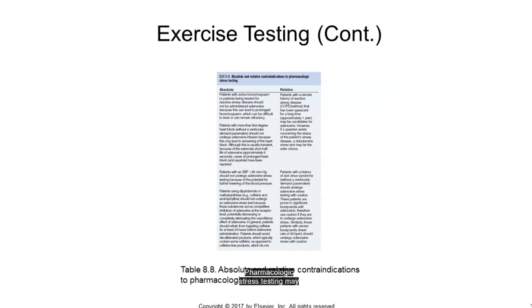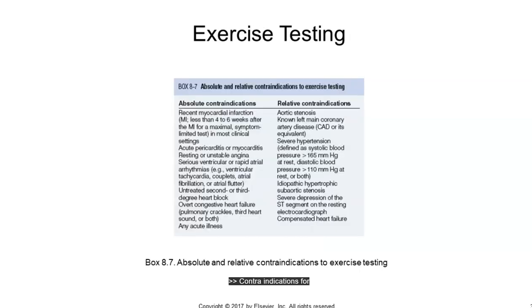Pharmacologic stress testing may be used in patients who cannot perform upright exercise due to disease severity or heart failure, musculoskeletal disability, neuromuscular insult such as a CVA, or an individual unable to obtain a targeted heart rate due to beta blocker or negative chronotropic agents. Absolute contraindications to pharmacological stress testing with adenosine are patients with active bronchospasm or reactive airway disease and patients with more than first-degree heart block.